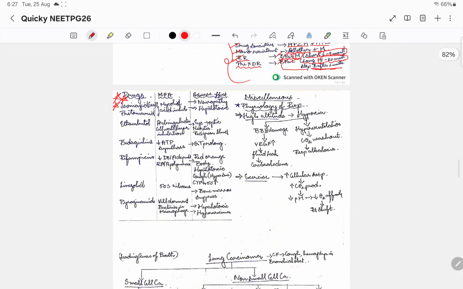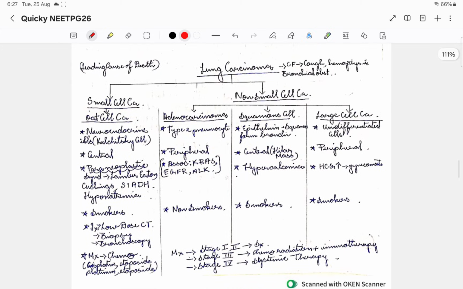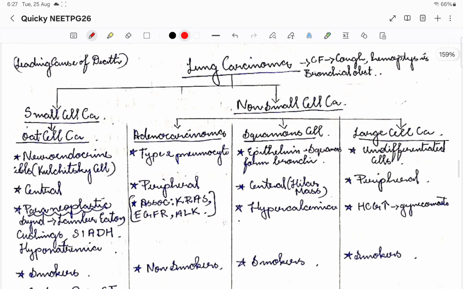Now, let me tell you about lung carcinoma, the last topic of pulmonology. Lung carcinoma can be broadly divided into small cell carcinoma and non-small cell carcinoma. The clinical features: the lung carcinoma patient might present with cough and hemoptysis. Then there will be some bronchial obstruction, so that is when we will tell them to take a chest x-ray. In the chest x-ray we can probably see some mass.